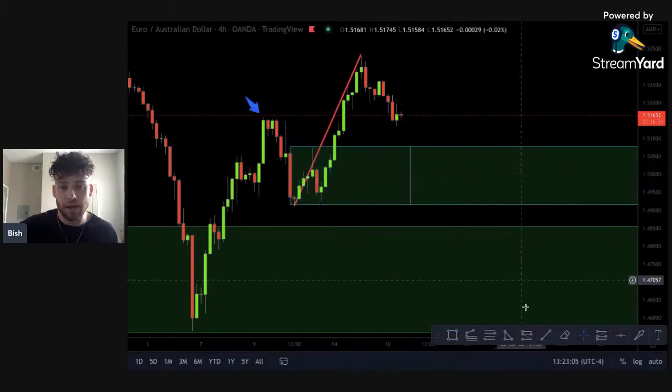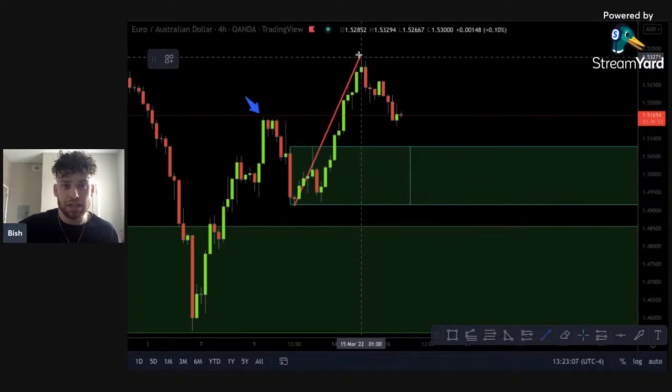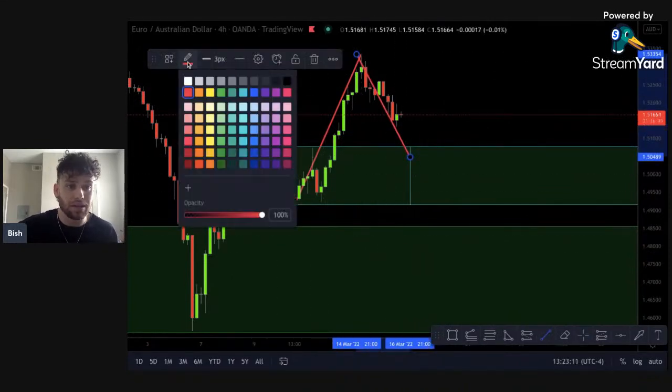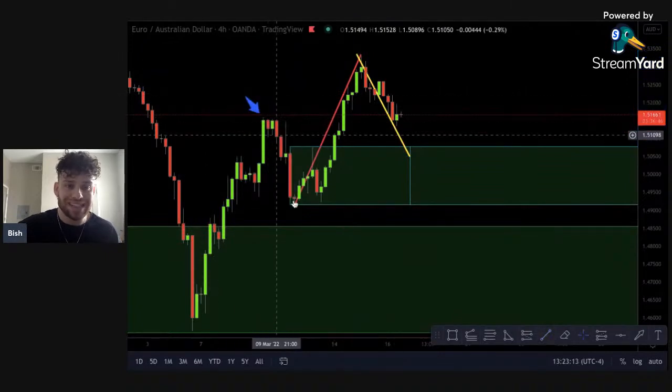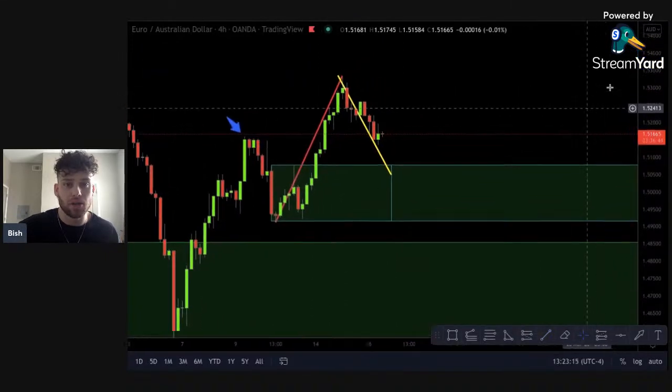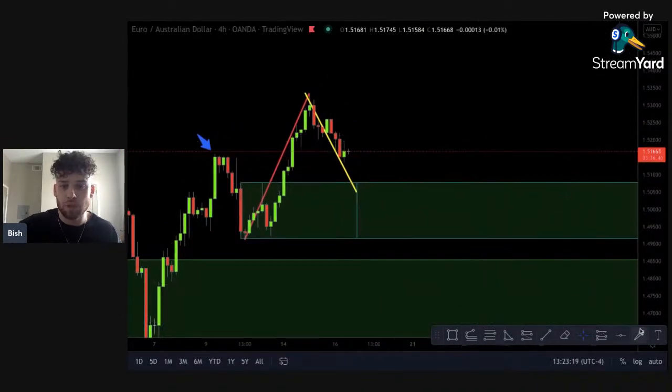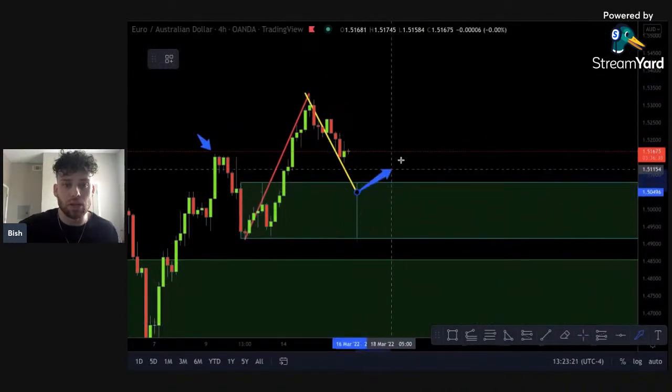So all I'm looking for now is a continuation in this pullback down into this zone, what I call a yellow light move, right? Caution. Red means stop, yellow means caution, green means go. I've been looking for some type of green light price action opportunity to get long here, right?